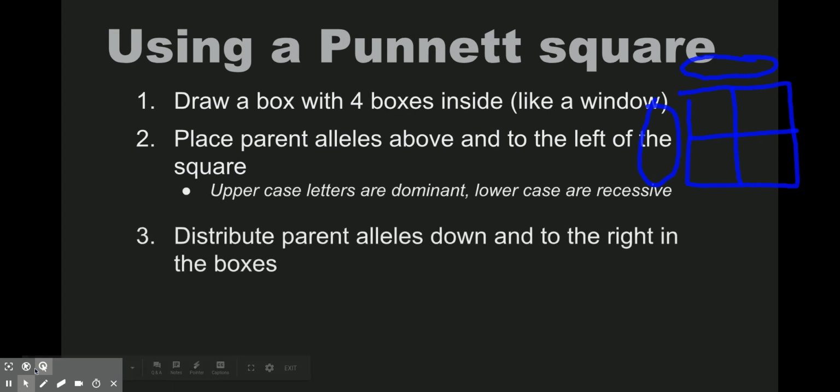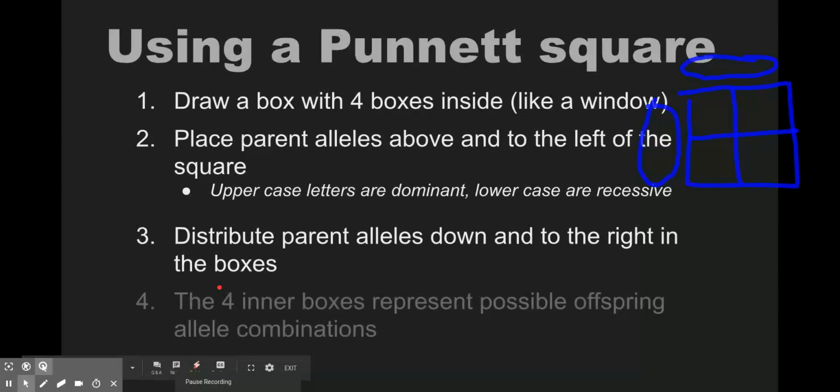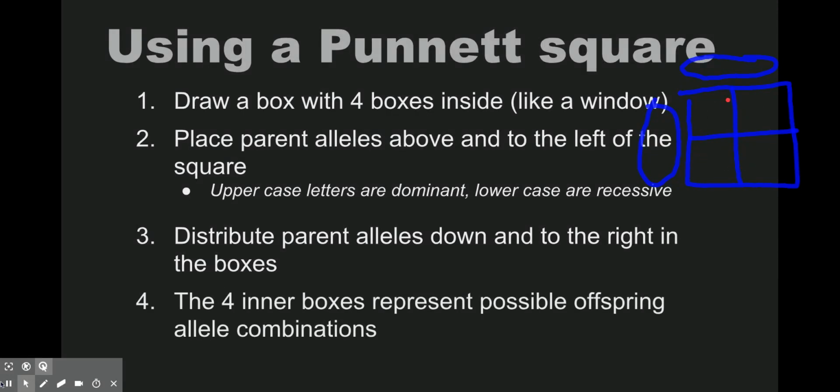Okay, all right. So then distribute the alleles down and to the right in the boxes. So what I mean is you'll have 2 alleles up here for one parent, and you'll have 2 alleles over here for the other parent. And all you need to do is take the allele here, distribute it down, take the allele here, distribute it down, take the allele here, distribute it to the right, and here, distribute to the right, okay? Once we see that in action, it'll be pretty simple. And we already said that the 4 inner boxes represent the possible offspring allele combinations, right?